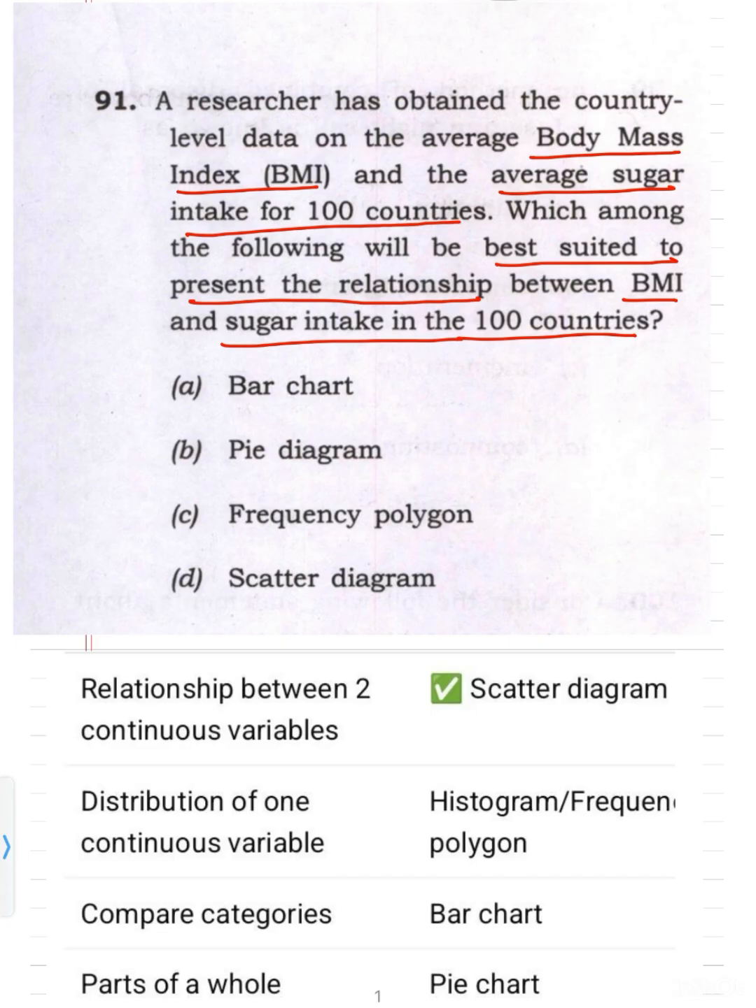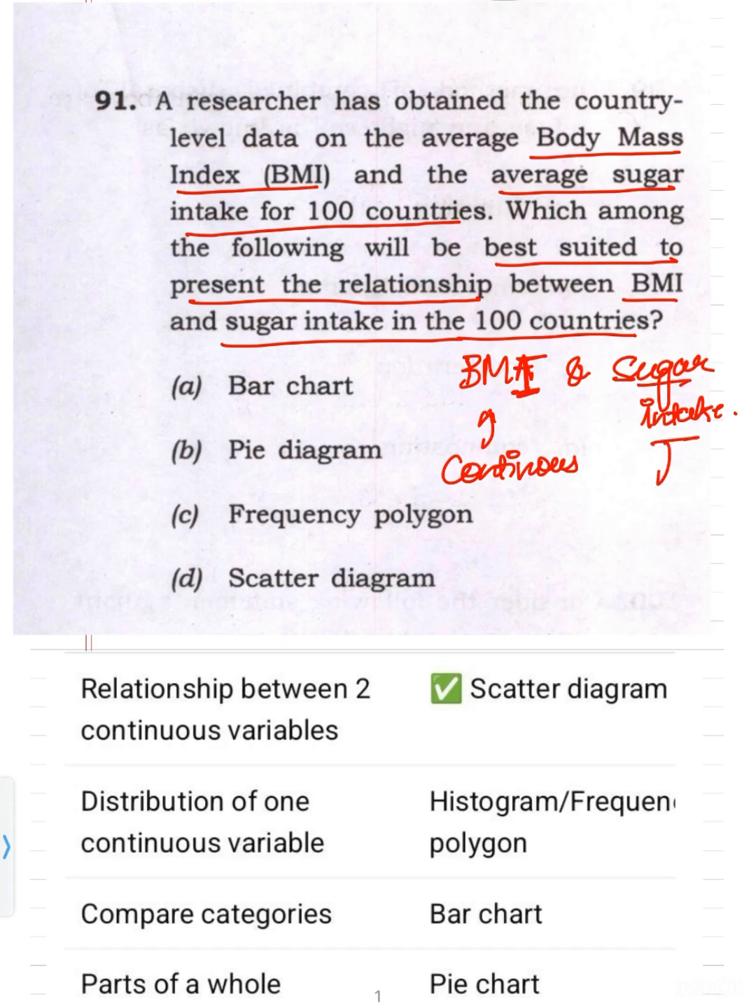They want the relationship between BMI and the sugar intake, average sugar intake. So first of all, try to find out that BMI is a continuous variable and sugar intake is again a continuous variable. So they want us to find the relationship between two continuous variables country wise.